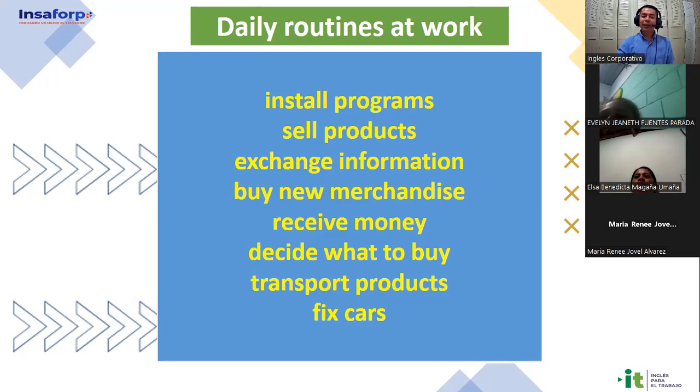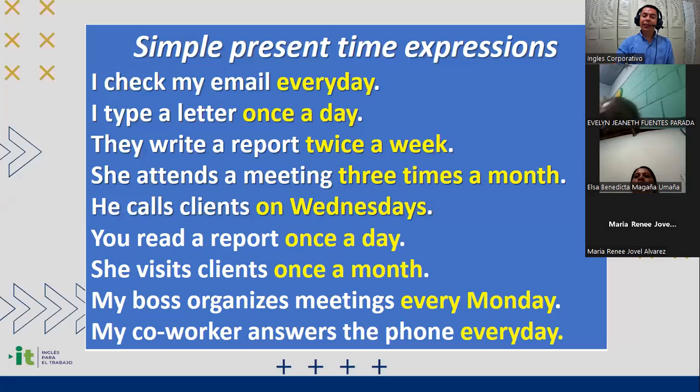Okay, now class, these are activities you do in your job, right? But look, you can add to this expression some expression of time. For example, I can say, I check my email, right? But when? Every day, once a day, twice a week, three times a month, on Wednesday, once a month, every Monday, every day. Right? So these are time expressions.